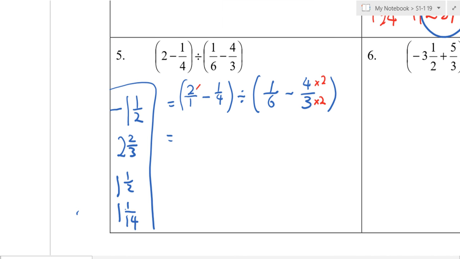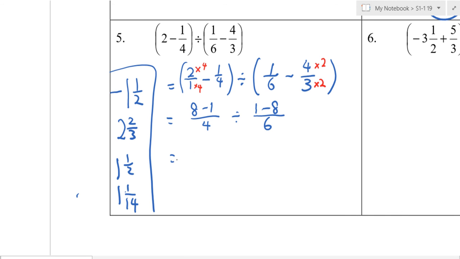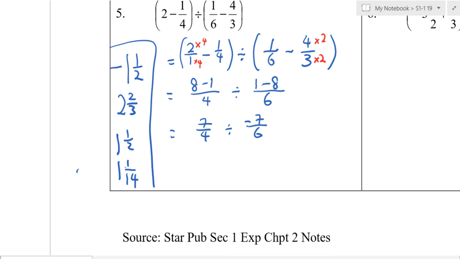I don't want to copy again. So this one times 4, this one times 4. So what do I get? I will get 8 minus 1 over 4 divided by 1 minus 8 over 6. I press calculator. This is 7 over 4 divided by negative 7 over 6. So far okay? Now try not to use correction tape. Try to circle with pen. Then you see. If you use correction tape, you never learn. Understand? Circle the mistake, then you see the mistake.